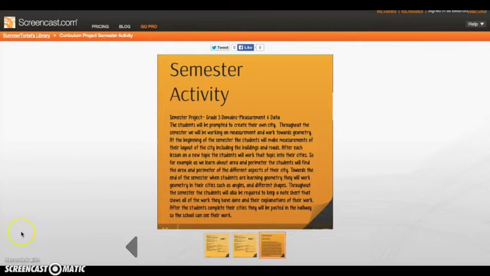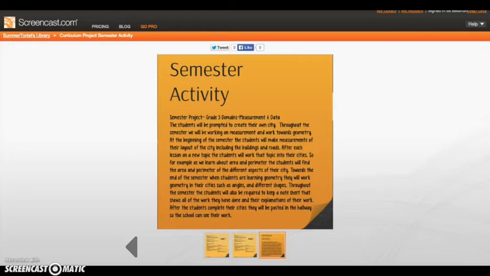Next is our semester activity. For our semester activity, our focus is on our third grade second semester activity, which has a focus of measurement and data as the domain. In this activity, the students will be prompted to create their own city. Throughout the semester, we will be working on measurement and work towards geometry. At the beginning of the semester, the students will make measurements of their layout of the city, including the buildings and roads. After each lesson on a new topic, the students will work that topic into their cities.